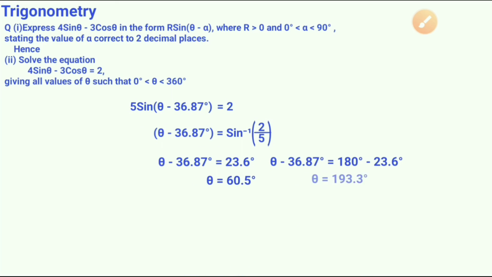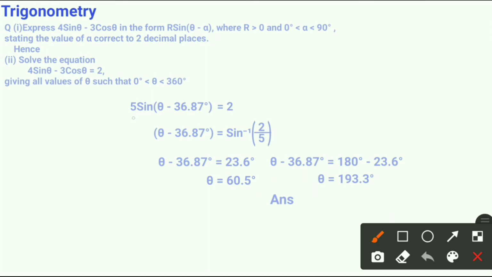Now doing part 2. So what I did is 5 divided by 2, 2 upon 5 sine inverse, and then since this is positive, it's going to be in the first quadrant and second quadrant. So first quadrant and second quadrant. Then after that you go to the right, 36.7 you go to the right, you get the answers. So this is the answer.